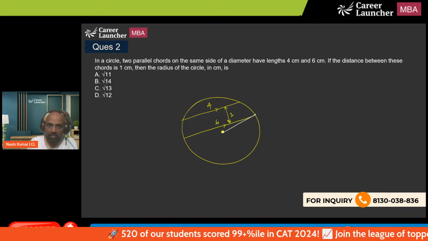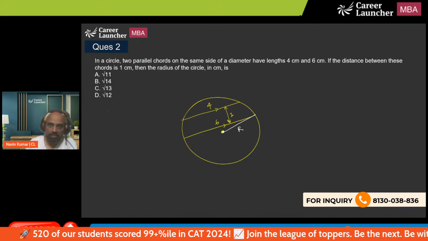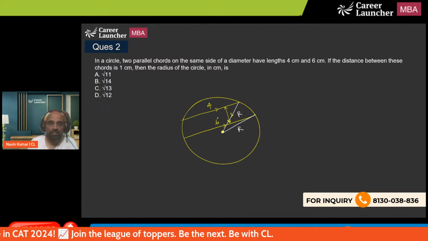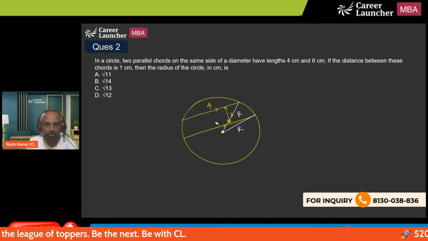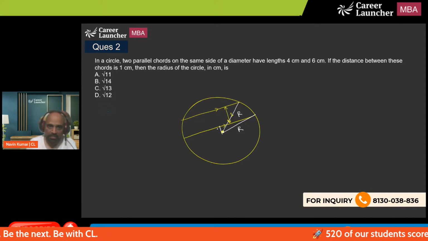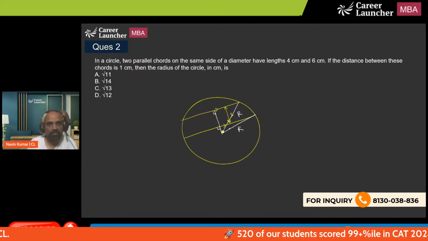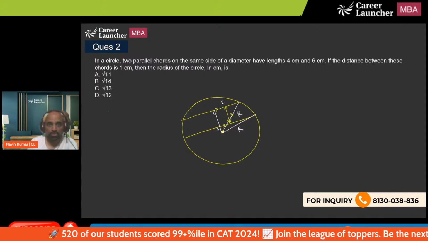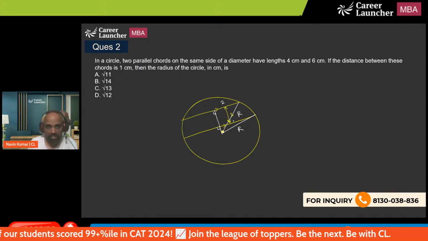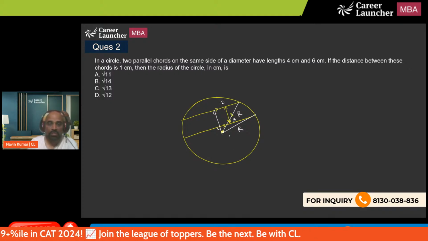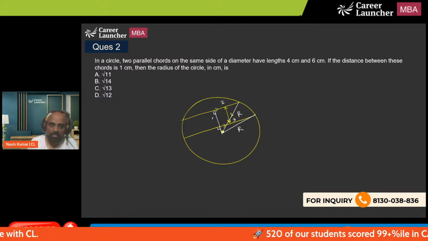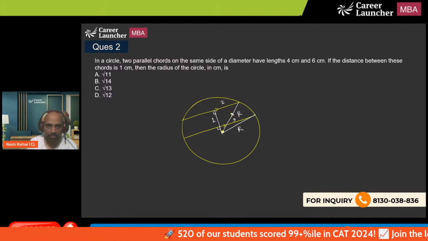We need to find the radius of the circle. So if we join this, this is the radius of the circle. If we join this, this is also the radius of the circle, right? And if you drop the perpendiculars from the center, it will bisect, isn't it? The entire thing was 4, so this is going to be 2. Entire thing was 6, so this is going to be 3. And this is 1.